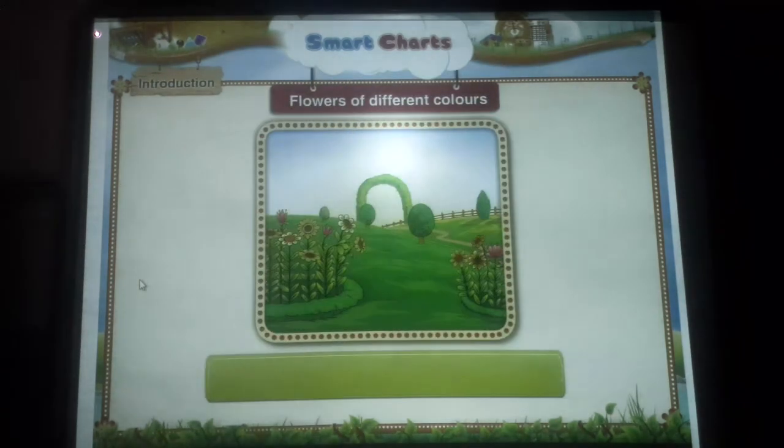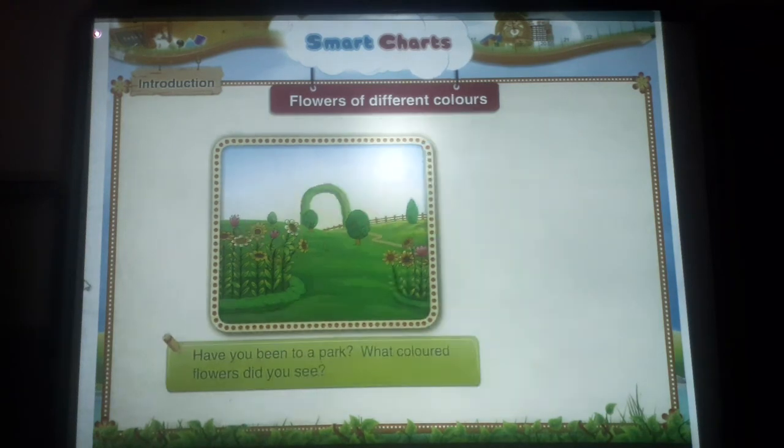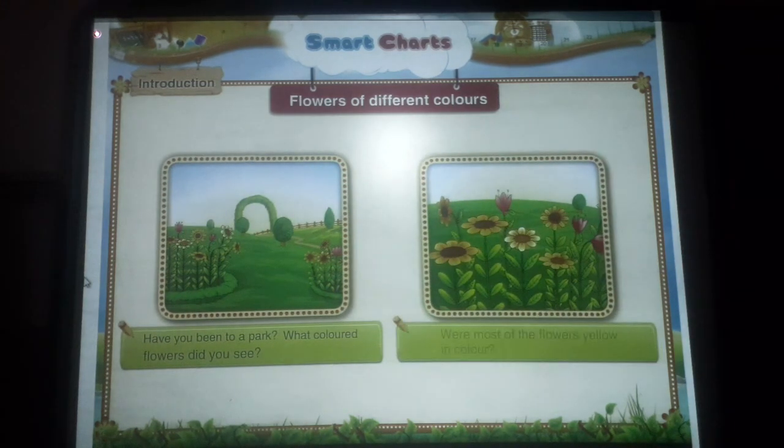Introduction. Flowers of different colors. Have you been to a park? What colored flowers did you see? Were most of the flowers yellow in color?